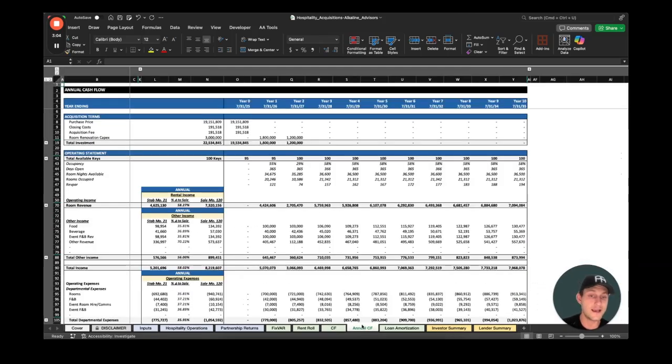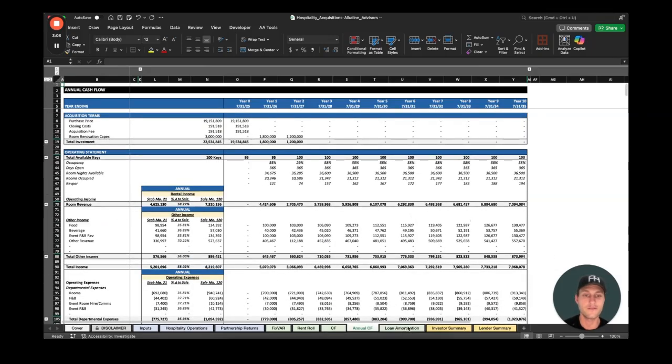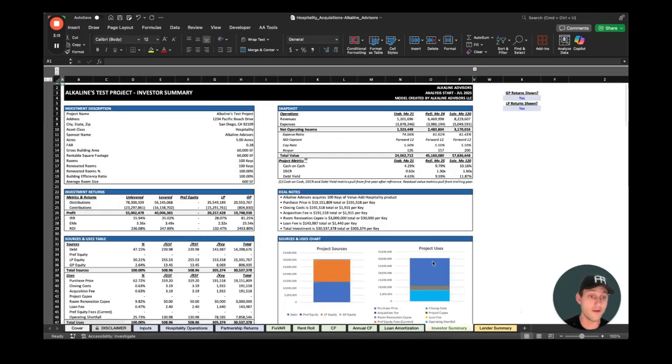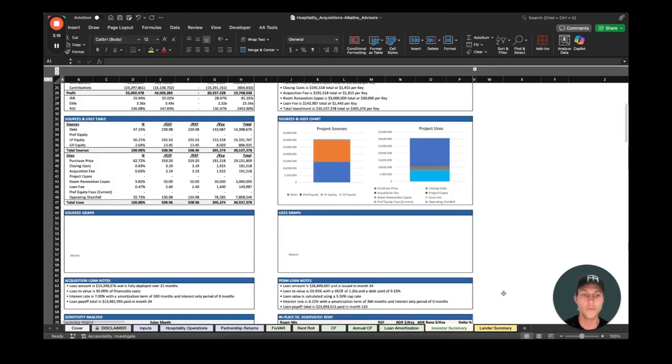Then this tab is annualized on the annual cash flow tab. Then we have the loan amortization section. And then finally, we have investor summaries. This is a 3-page breakdown. And we have a lender summary.